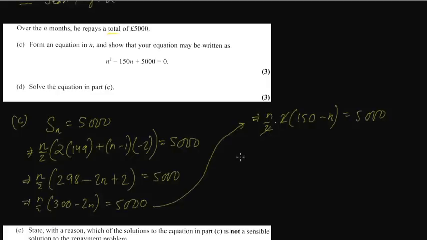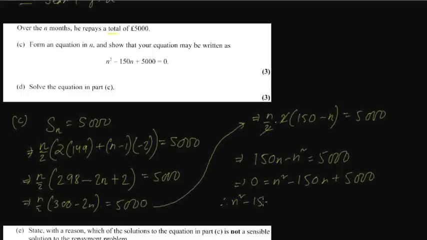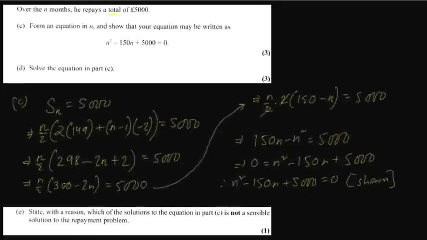So this 2 and this 2 cancel. Now I can multiply it. 150n minus n square equals 5,000. Now it is almost there. We can just bring everything to the other side. So it will be 0 equals n square minus 150n, and 5,000 is on the same side, so the sign will be the same. Now let me write this like this: n squared minus 150n plus 5,000 equals 0. So we had to show this, so this is shown. So as usual, it is the sum of n terms formula.